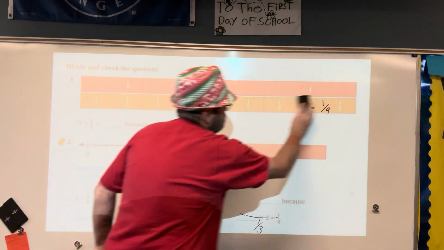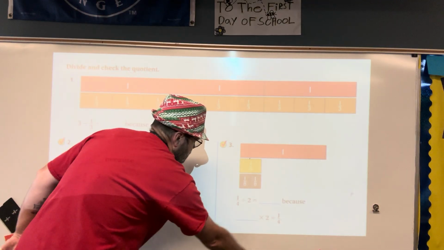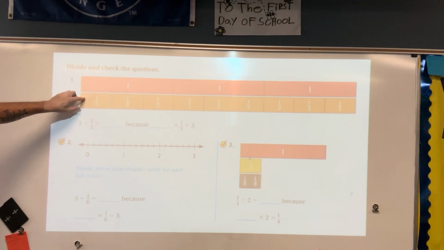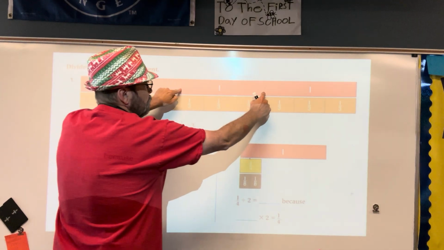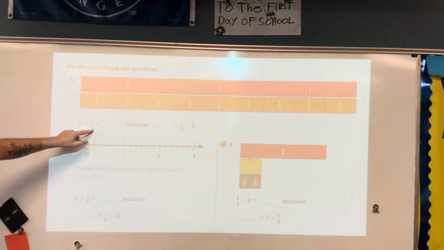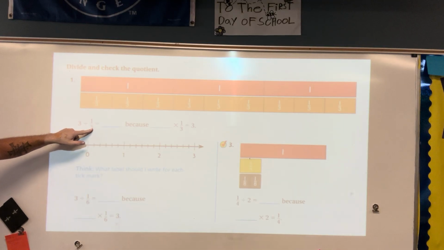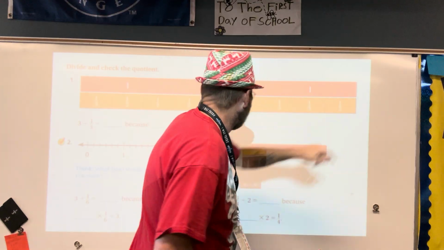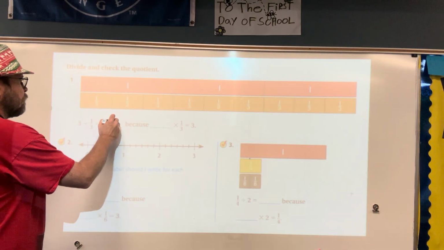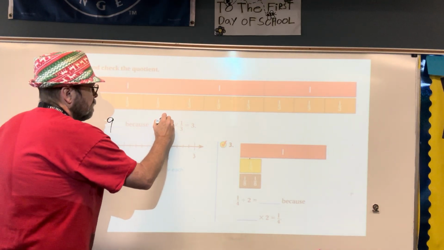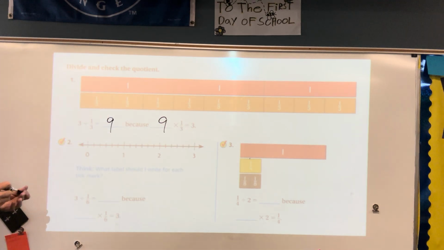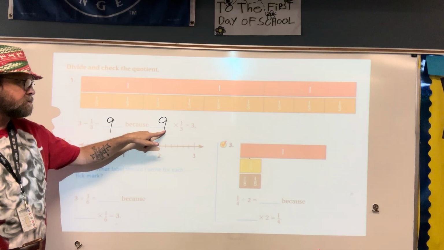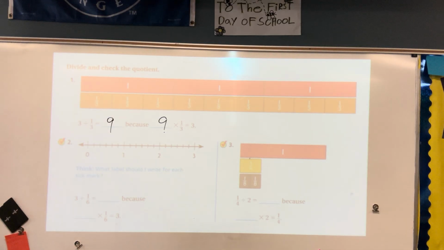And again, the same type of problems here. If we have 3 divided by 1/3, well, here's 3: 1, 2, 3. Dividing it by 1/3, so how many 1/3s are there in 3? 1, 2, 3, 4, 5, 6, 7, 8, 9. So 3 divided by 1/3 is 9, or 9 times 1/3 is 3. Repeated addition: if I add 1/3 together 9 times, I'm going to get 3 wholes.